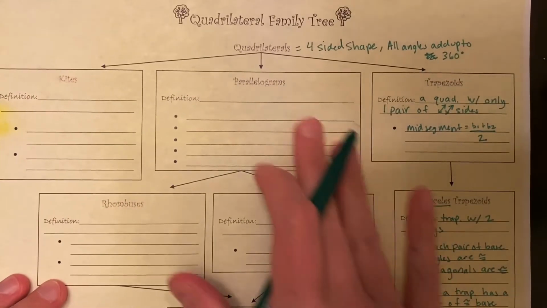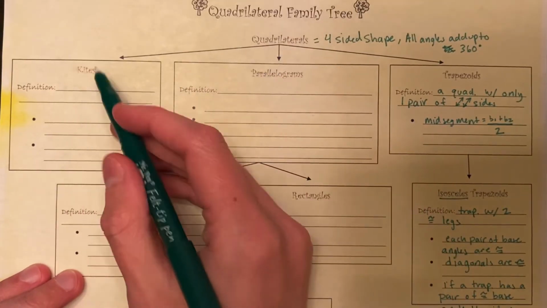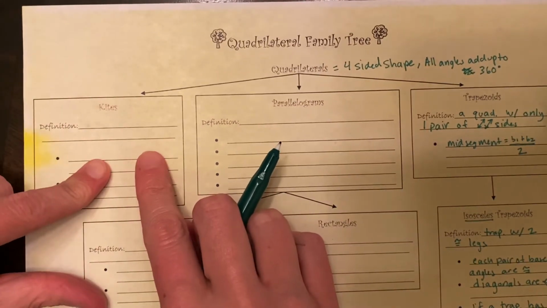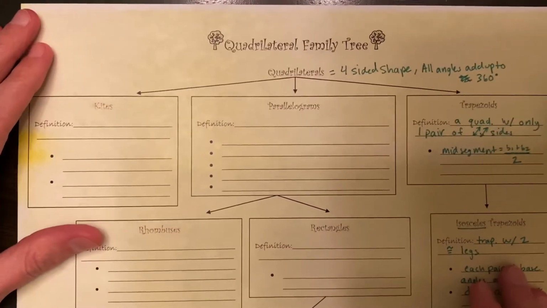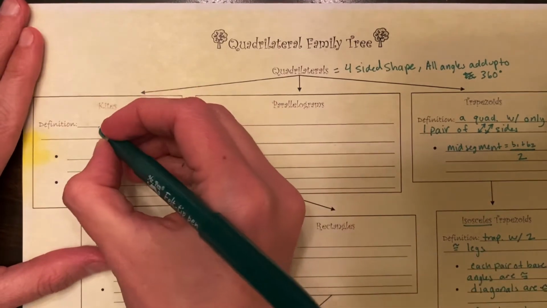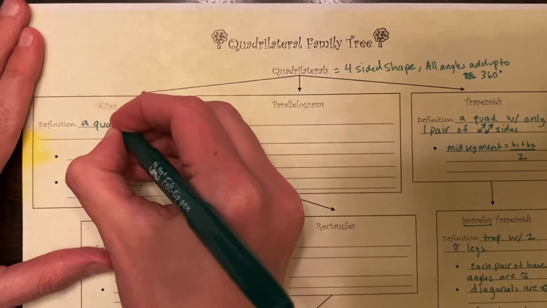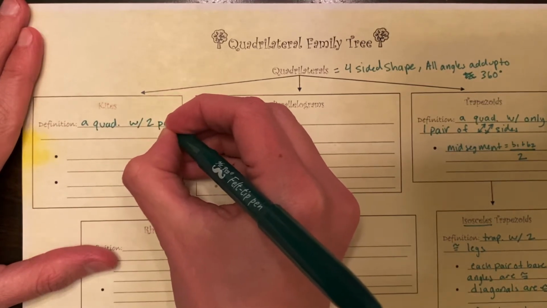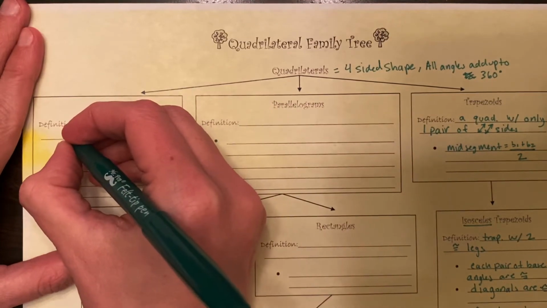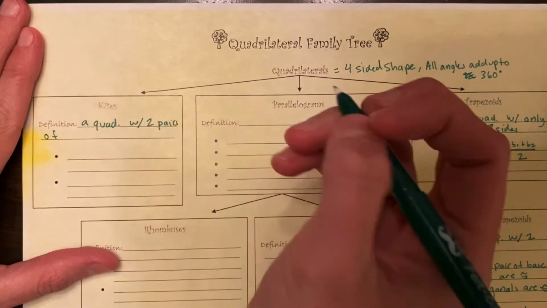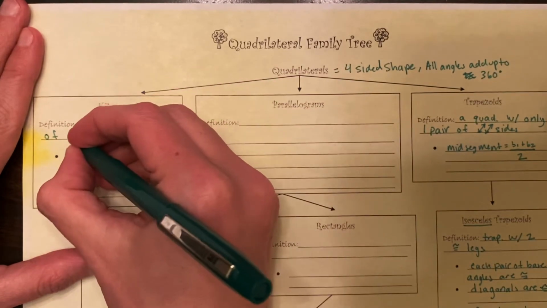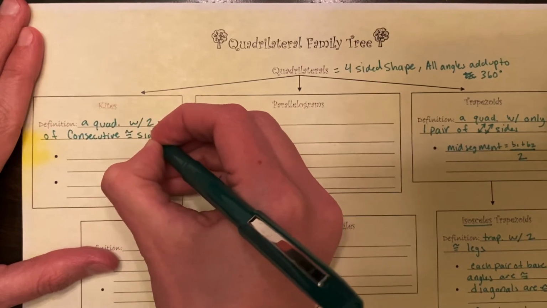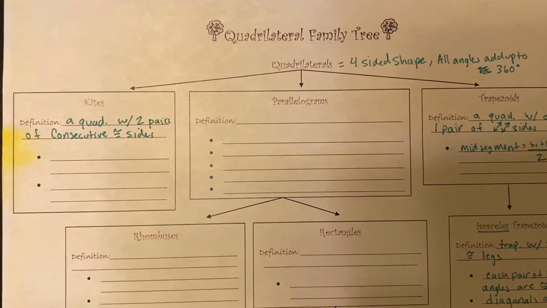So on your family tree of quadrilaterals, our next stop is going to be a kite, okay? So let's go on to what a kite is. What's the definition? It's a quadrilateral with two pairs of consecutive congruent sides. Okay, there's that word again, consecutive.